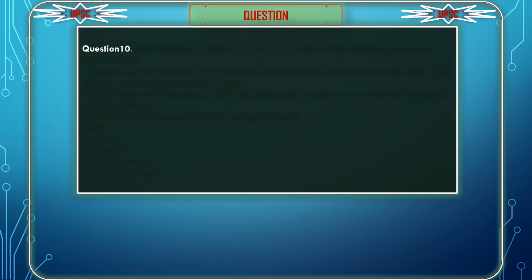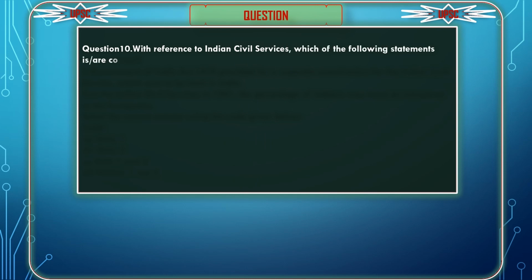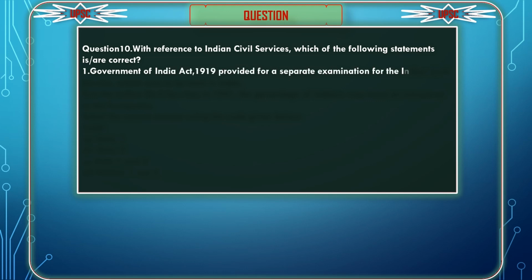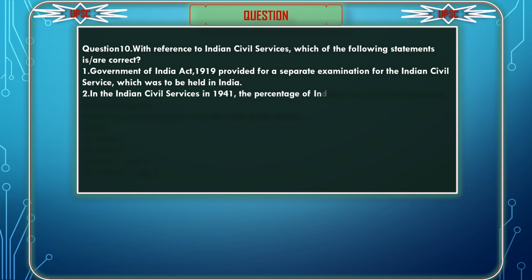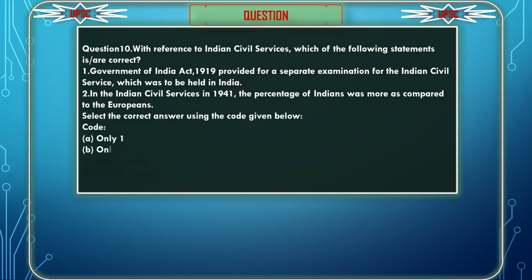Question 10. With reference to Indian civil services, which of the following statements is/are correct? 1. Government of India Act 1919 provided for a separate examination for the Indian civil service, which was to be held in India. 2. In the Indian civil services in 1941, the percentage of Indians was more as compared to the Europeans. Select the correct answer using the code given below. Code A.